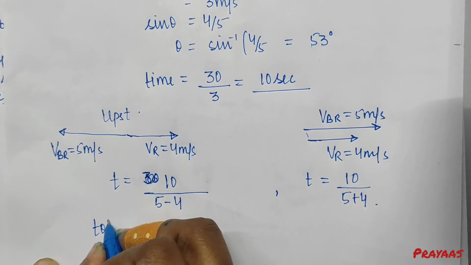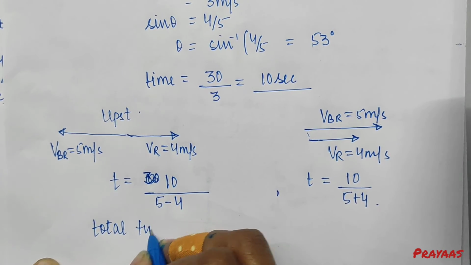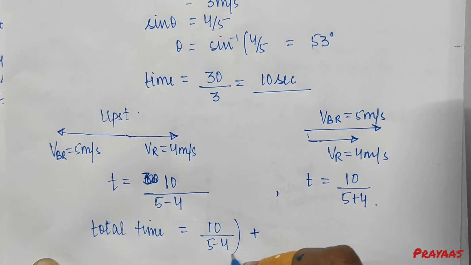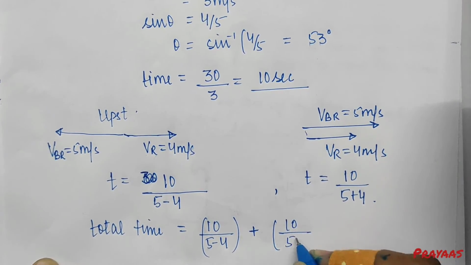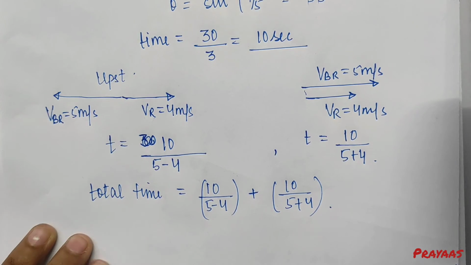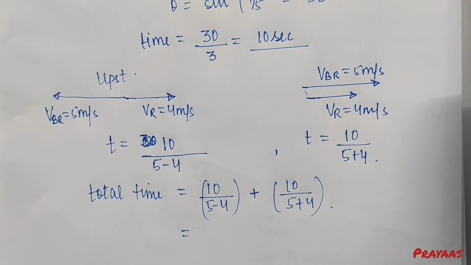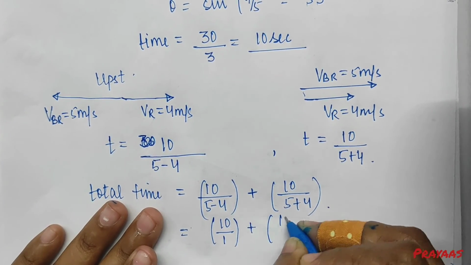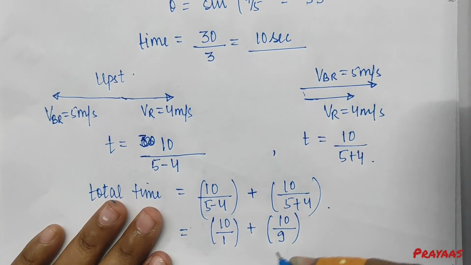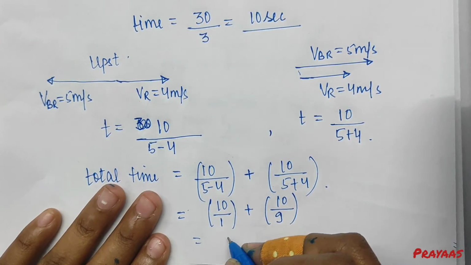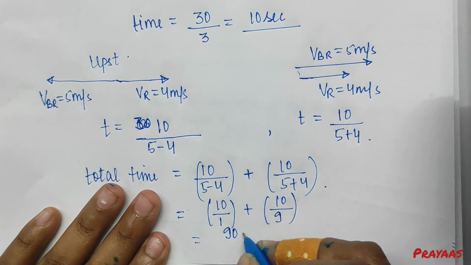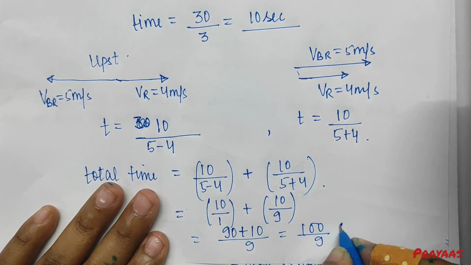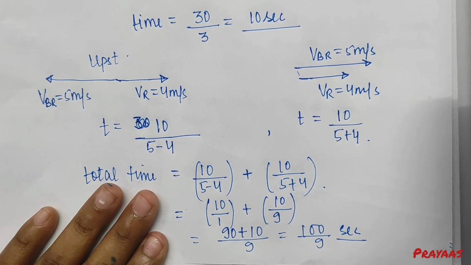So total time taken will be 10 by 5 minus 4 plus 10 by 5 plus 4. Okay, so this will be 10 by 1 plus 10 by 9, so this will come out to be 90 by 9 plus 10 by 9, that is 100 by 9 seconds. These are the answers.